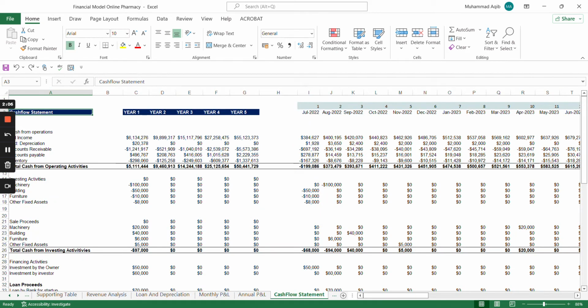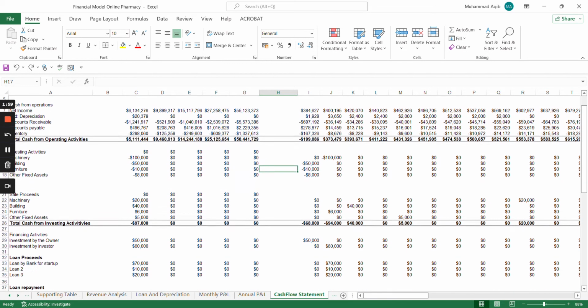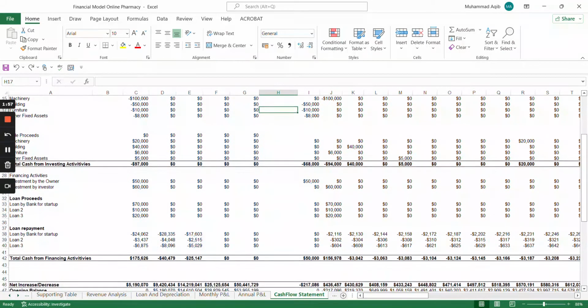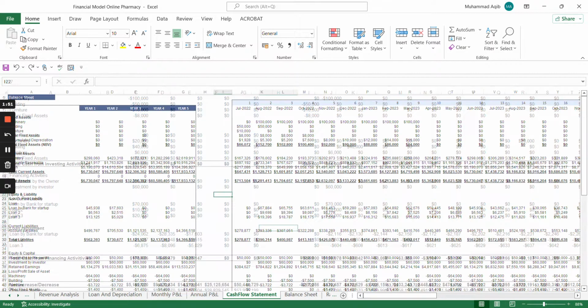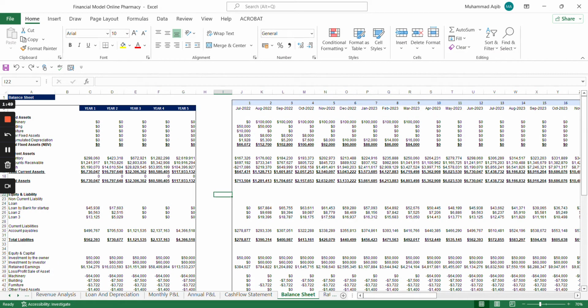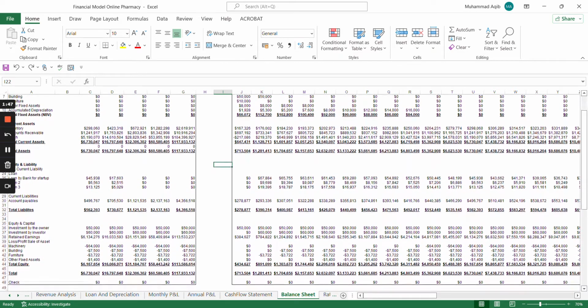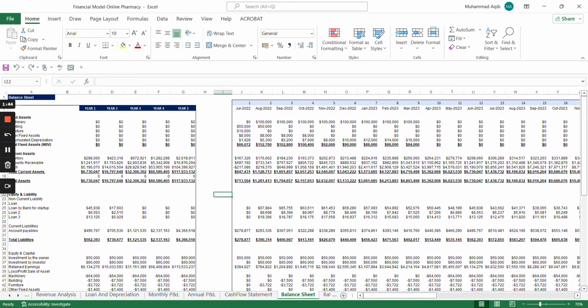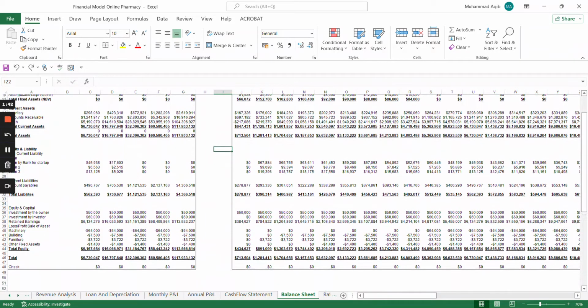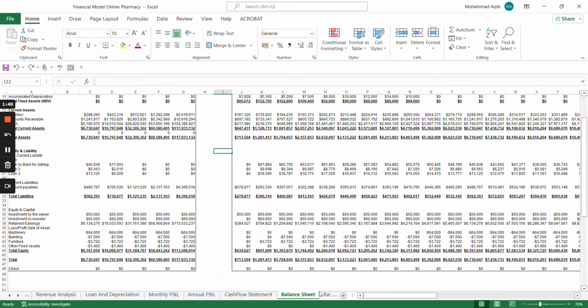Moving on to the cash flow statement, this will allow the online pharmacy to identify which activity is generating the most cash for it. For instance, it can be operating activities, investing activities, or financing activities, which will allow them to evaluate and plan their cash flow in the future years. Furthermore, the balance sheet summarizes the assets as well as the liabilities the business owes, as well as the capital and equity section of the business.